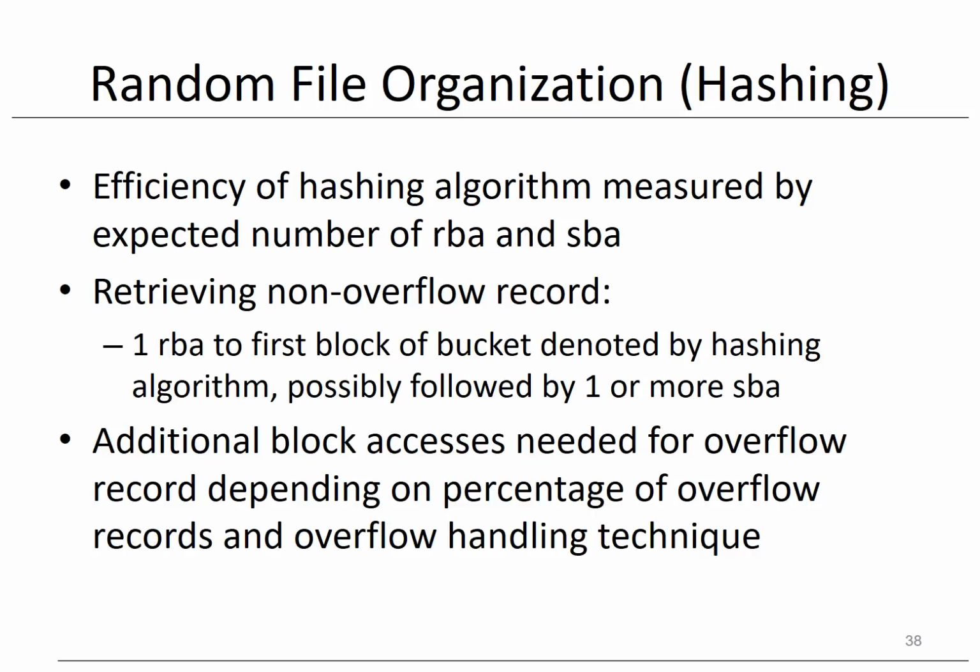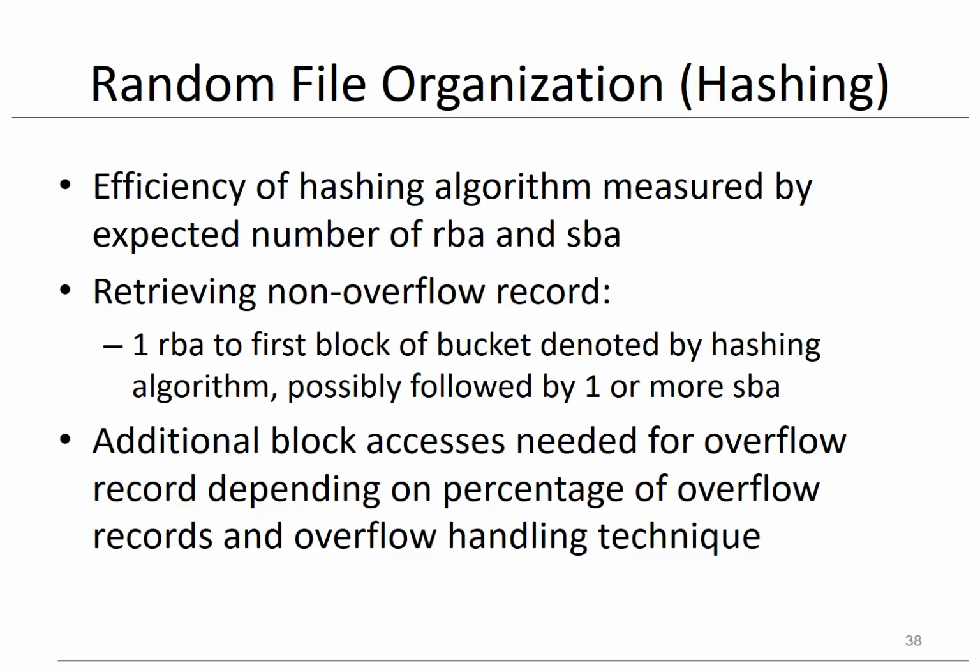The efficiency of a hashing algorithm is measured by the expected number of random and sequential block accesses to retrieve a record. Several factors have an impact on this efficiency. Retrieving a non-overflow record requires only a single random block access to the first block of the bucket denoted by the hashing algorithm. It is possibly followed by one or more sequential block accesses if the bucket consists of multiple physical blocks. To retrieve an overflow record, additional block accesses are required.